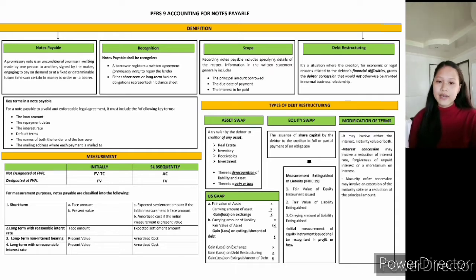Since he or she does not have the capacity, the company will get his or her collateral, which is the property. An example of this is land, in order to collect his or her unpaid obligation. That is called asset swap.